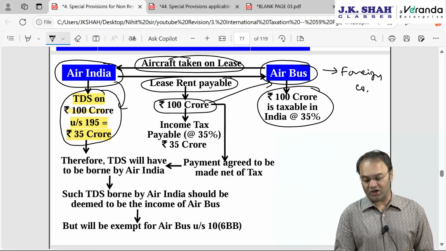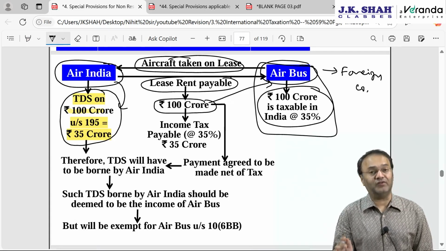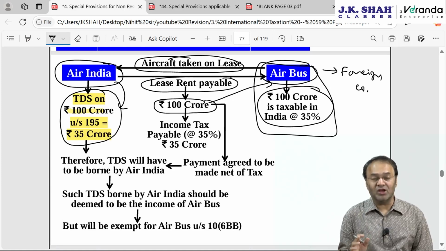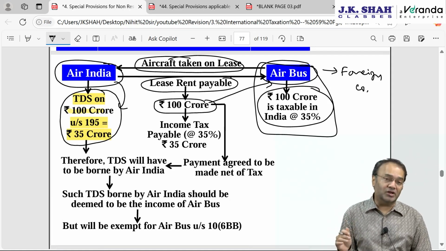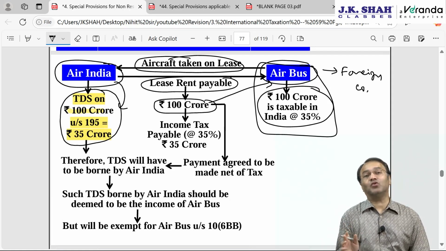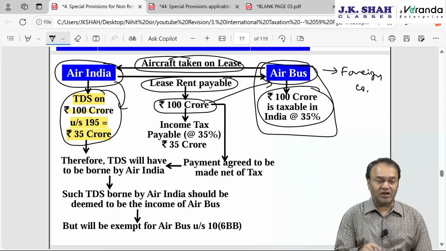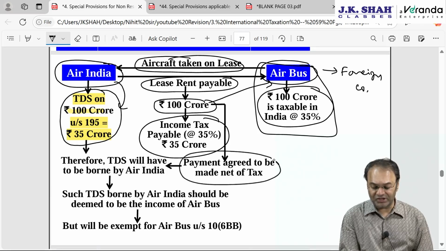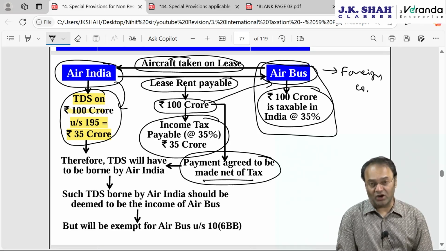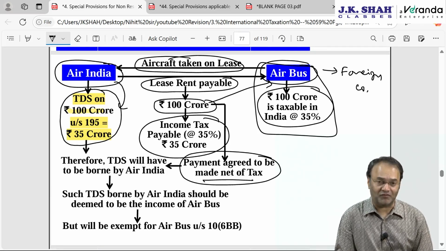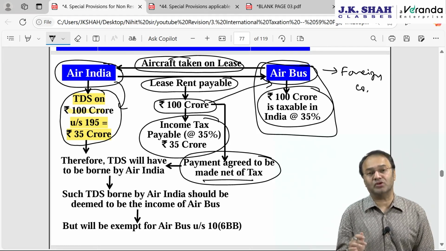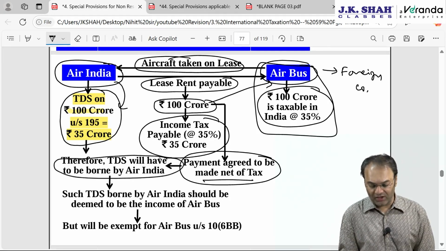However, the foreign company Airbus insisted that they want 100 crore take home. We don't understand your Indian taxation system, we want 100 crore take home. Then what will happen? Then Air India will have to apply the grossing up principle, and whatever is the tax payable will have to be paid. The 35 crore will have to be paid, as payment is agreed to be made net of tax. Foreign company Airbus wants payment net of tax. They want 100 crore take home. In such a situation, the TDS portion will have to be borne by Air India.